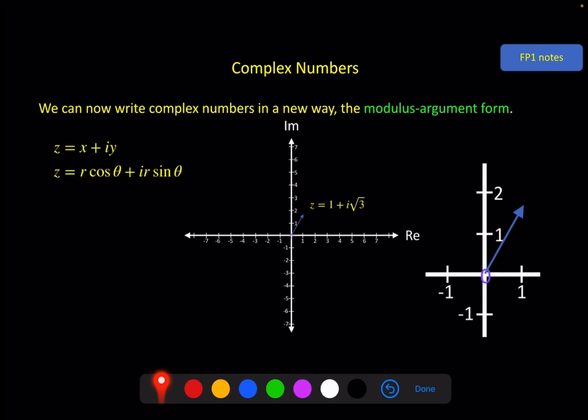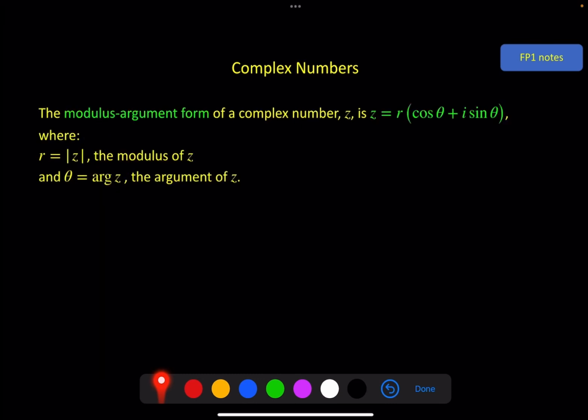For convention's sake, we take the r out and we factorize this to give the modulus argument form here in green. So if you're taking notes, write this down. The modulus argument form of a complex number z is given by this. z is equal to r times cosine theta plus i sine theta, where r is equal to the modulus of z, and theta is equal to the argument of z. Strictly speaking, it does not need to be the principal argument of z to be in the modulus argument form, but that is usually the argument we use, unless told otherwise.